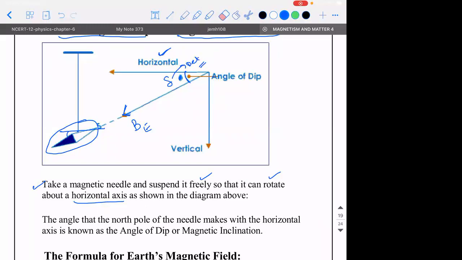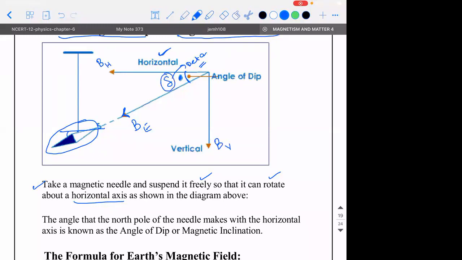Sir, what are the horizontal and vertical components? Resolution. So BE can be resolved into two components: the horizontal component and the vertical component. This is the horizontal component of Earth's magnetic field, written as BH, and this is written as BV.